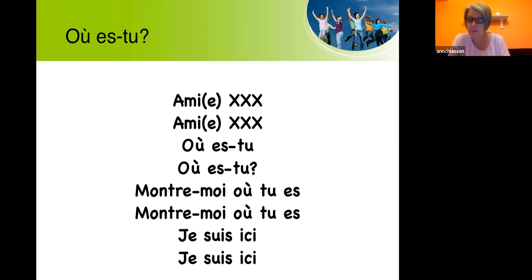Encore un autre pour le rassemblement, pour rassembler les élèves après une activité pour aller à la prochaine activité.